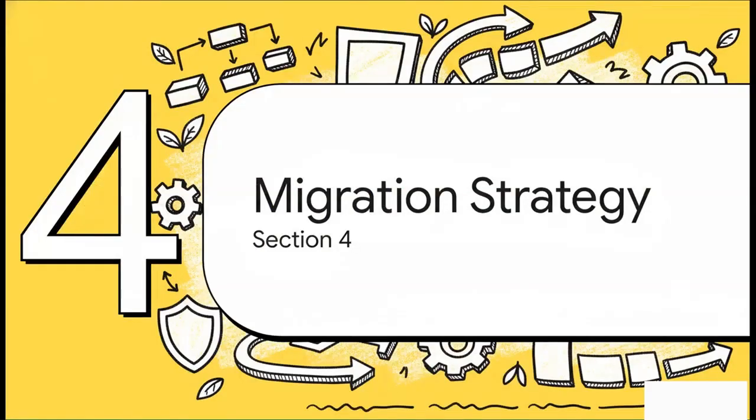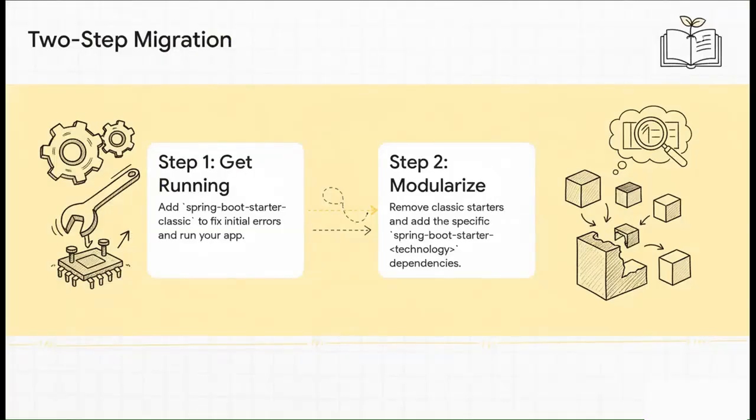So, we've covered the what and the why. Now, let's get practical. Let's talk about how you're actually going to do this. The Spring team suggests a really smart two-step path here. First, add the Spring Boot Starter Classic dependency to your Gradle file. This is like a compatibility layer that pulls in a lot of the old dependencies, and it's designed to get your application up and running quickly so you can fix those initial compilation errors. Then, once everything is stable, you can remove that Classic starter and start adding the new specific modular starters one by one. It makes the whole process way more manageable.